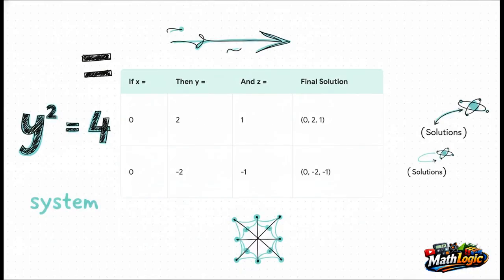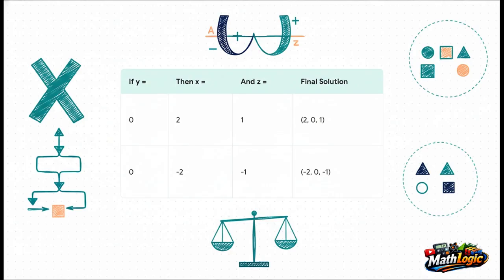So let's try the first scenario. What if x is 0? If we plug that into our evidence, one of the clues simplifies all the way down to y squared equals 4. Well, that means y can be either 2 or -2. From there, we just use our formula for z to find the last piece, and boom, we've got our first two confirmed solutions.